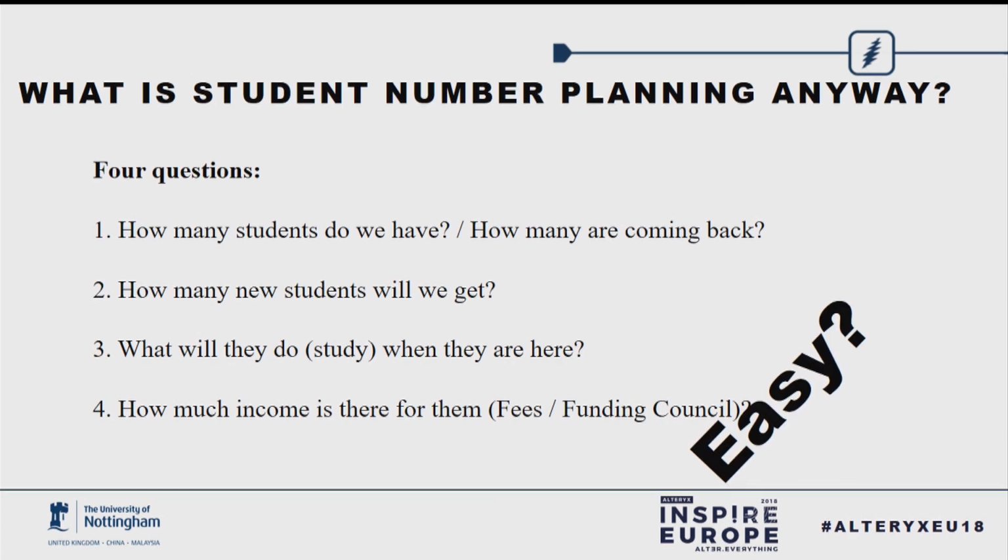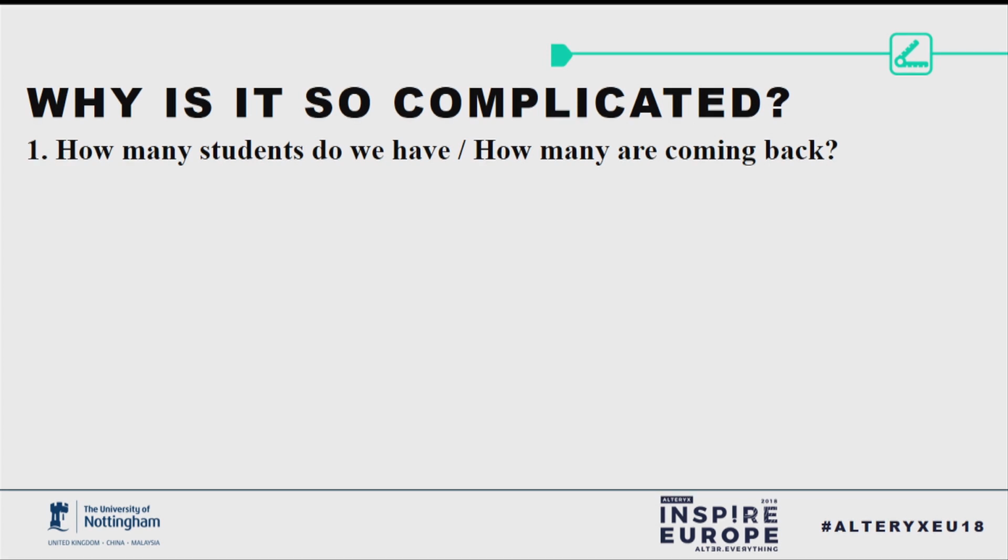Easy? Well, if it was so easy, I'm guessing we probably wouldn't need an Alteryx model to do it. So why is it all so complicated? So how many students do we have? Okay, that is fairly straightforward. We know how many students we've got. How many are coming back?